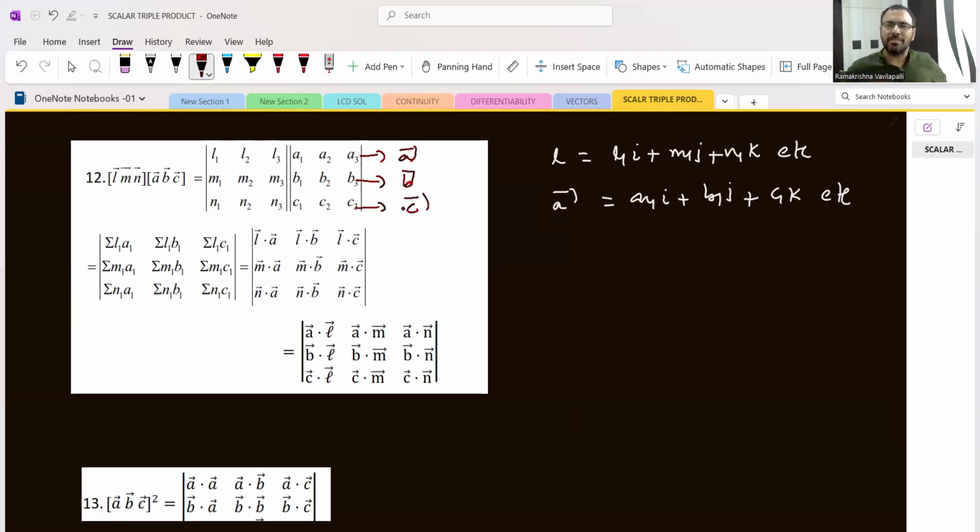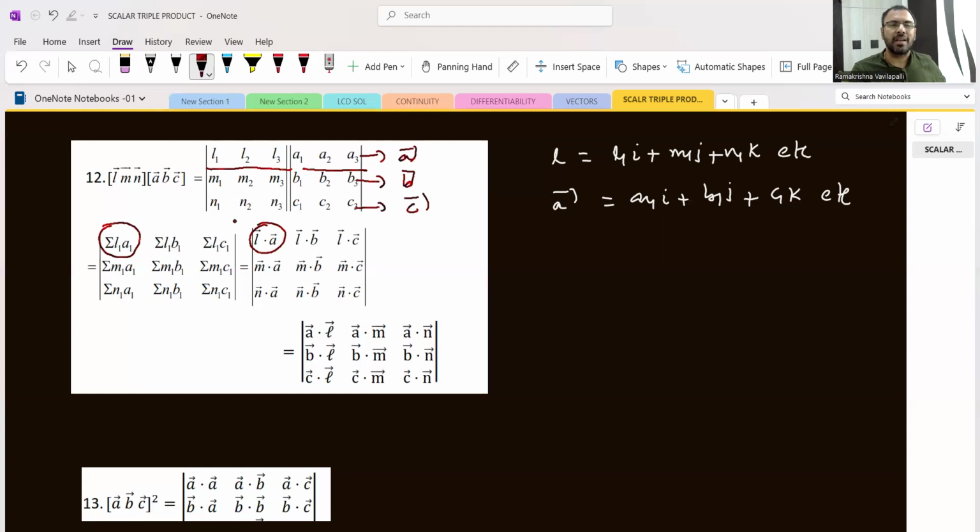Now we do the multiplication of determinants either row by row, column by column, row by column, or column by row. There is no restriction like in multiplication of two matrices. You can do the multiplication in any manner. So if you do the determinant multiplication row by row: L1A1 plus L2A2 plus L3A3. This is nothing but A bar dot L bar. Next, L1, L2, L3 multiplied with B1, B2, B3 gives L bar dot B bar.